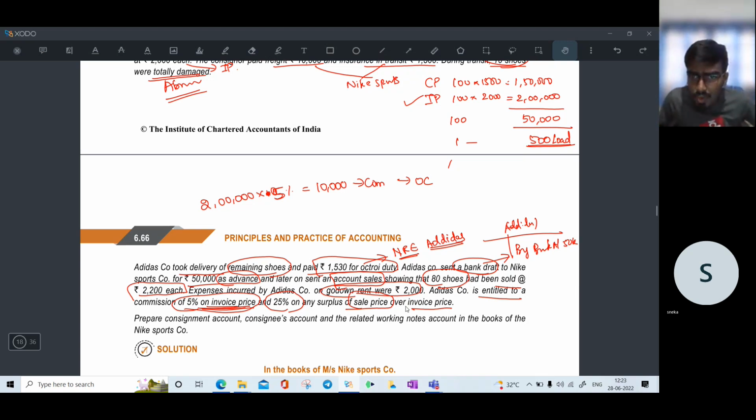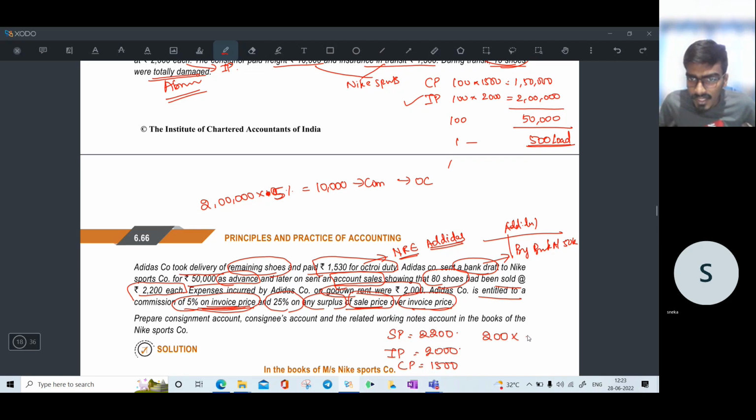25% on sale price over invoice price. What is the sale price, Neha? What is the selling price? 2,200, right? Invoice price is 2,000, right? Cost price is 1,500, correct? What they are asking is any surplus of sale price over invoice price. The difference is 200. Okay.